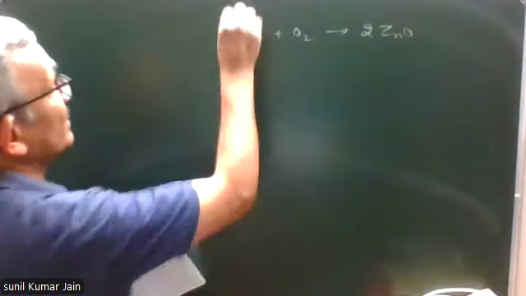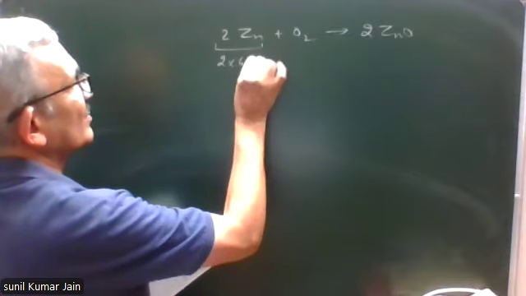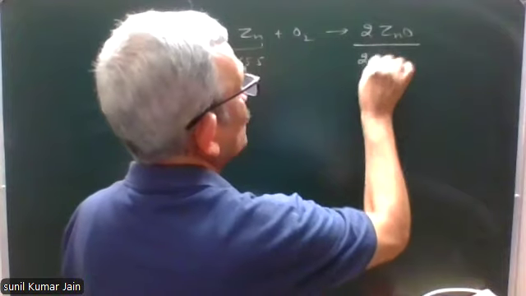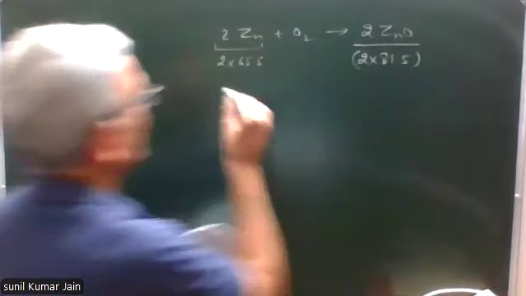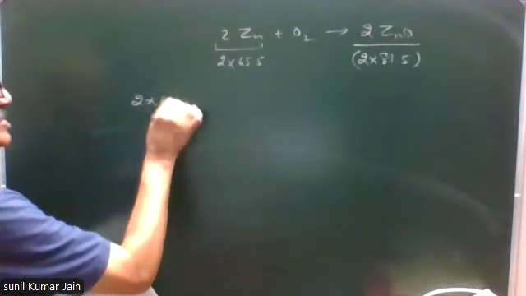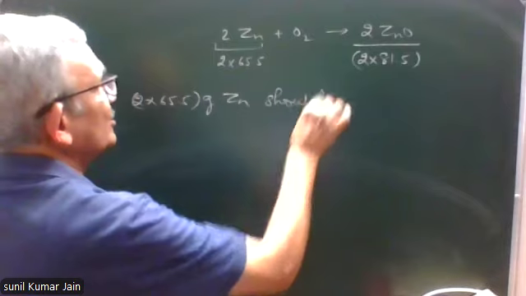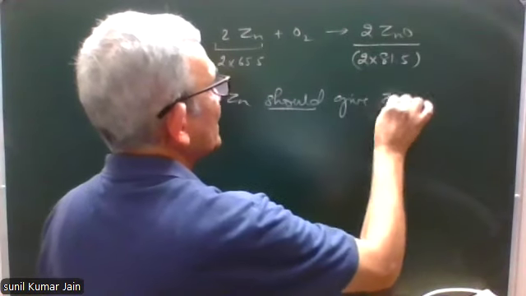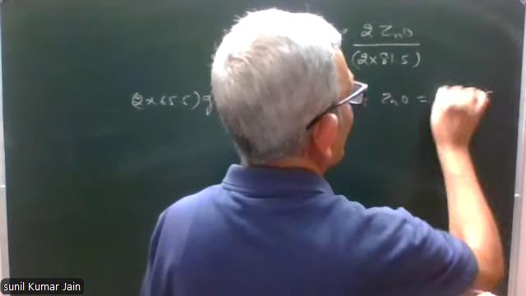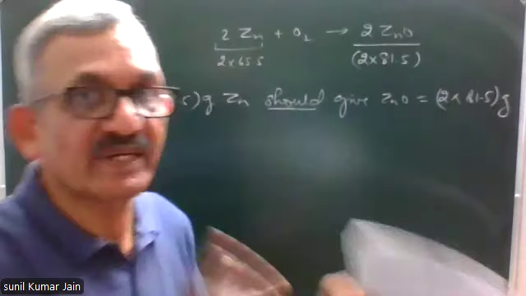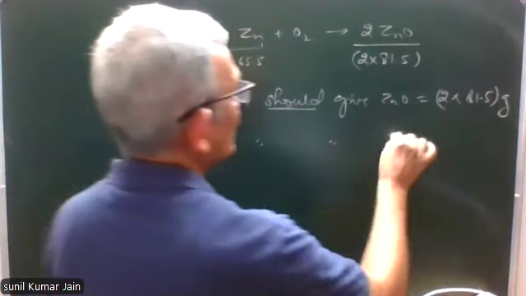Now, this is 2 into 65.5, and this will be 2 into molecular weight will be 81.5. It means I can say 2 into 65.5 grams zinc should give zinc oxide equal to 2 into 81.5 grams. I've written should give this much. It means 262 grams should give how much?